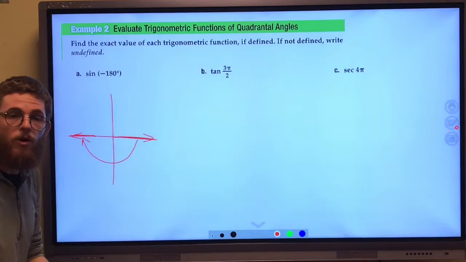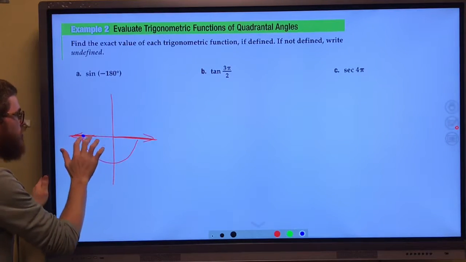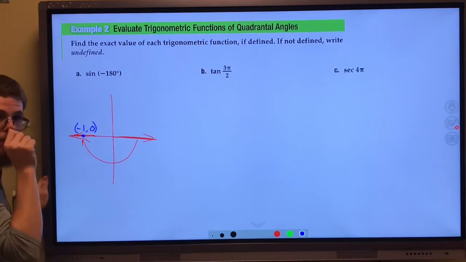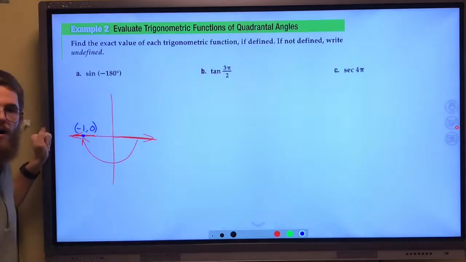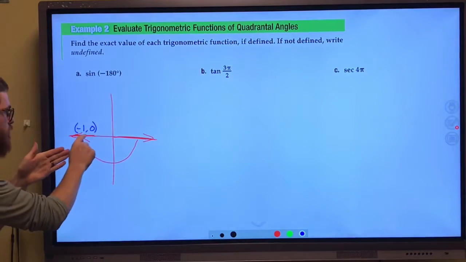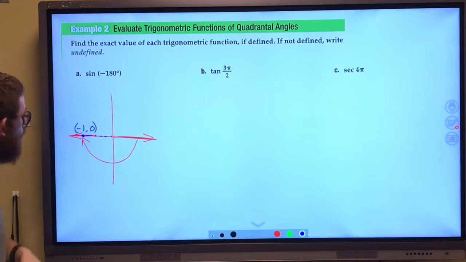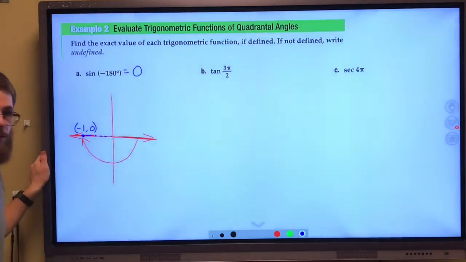Think about that corresponding point on our unit circle with a radius of 1. That point would be negative 1, 0. Sine is going to be the y values if we're thinking about that radius of 1. If we're thinking about the points on the unit circle, sine is simply going to be y. The y coordinate is 0.